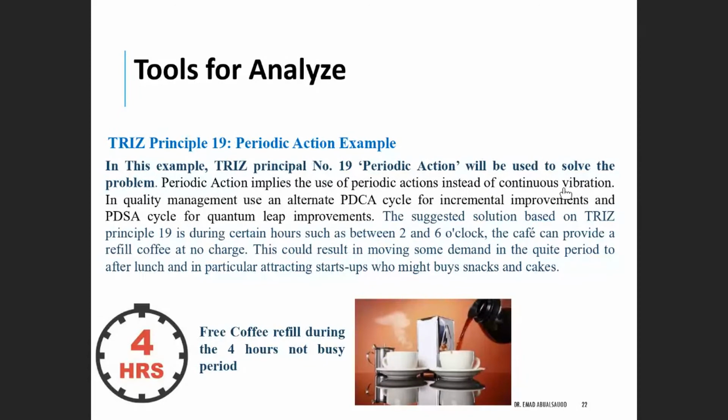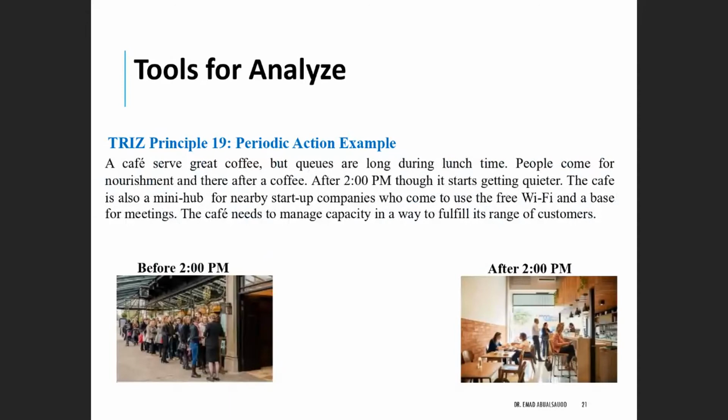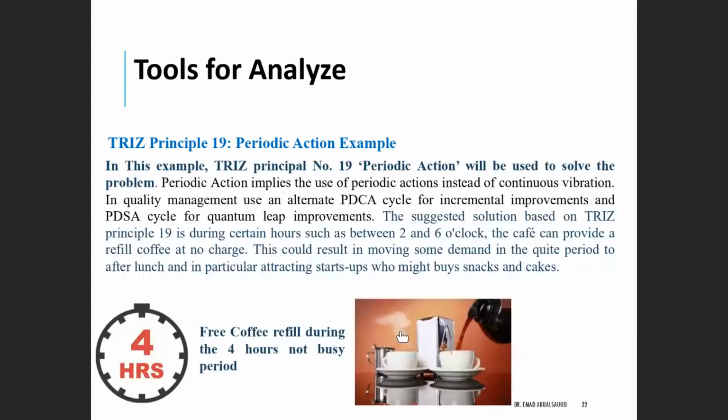The continuous vibration here is very general, but when you make it specific to this case, the vibration is the variability of the range of customers. We could refer to it here, and we found where the link is. Fulfilling the range of customers is where the variability happens in this cafe. So they want to use periodic action steps instead of having this continuous variability.